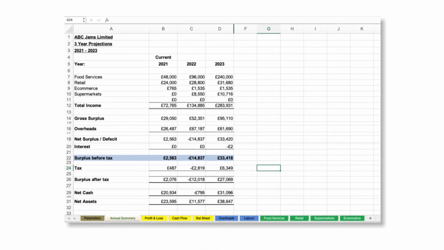In this model, the sheets are all linked, and we're going to be putting our income projection and cost of sales into these 4 green tabs. We then put our wages and overheads into these 2 blue tabs, and they will then feed these 3 yellow tabs, which are the 3 main accounting reports, namely the profit and loss, the cash flow, and the balance sheet.